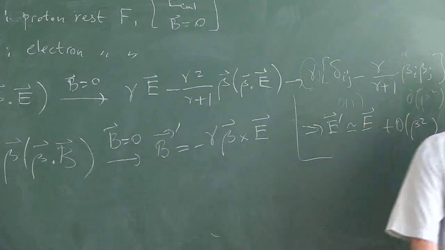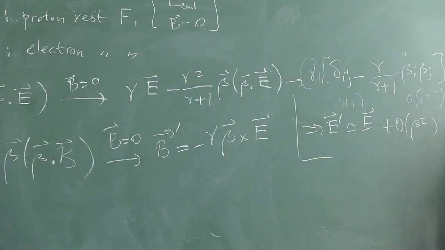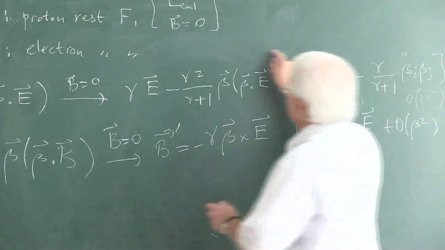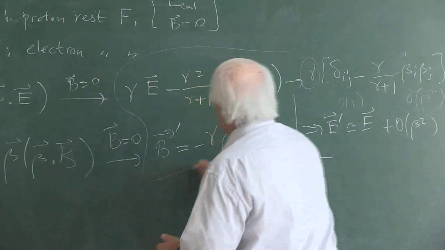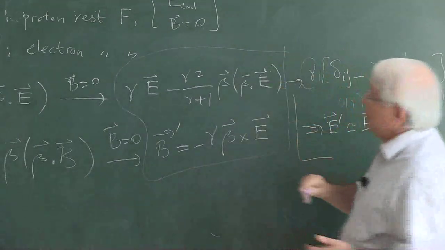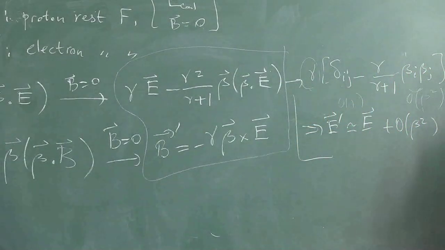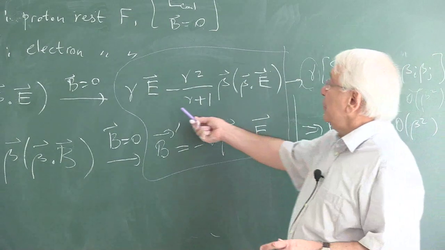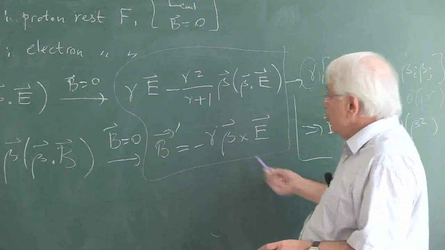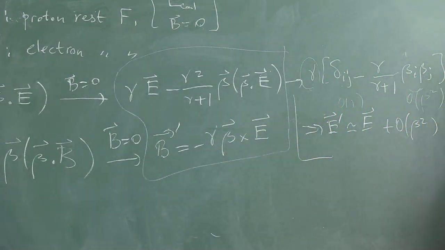So perhaps I have to encircle these expressions, which are the expressions associated with the correct physical situation. That is, in the nucleus, in the proton's rest frame, there was only a Coulomb electric field, and therefore they lead to this modified electric field, and a new magnetic field. All of a sudden, a magnetic field popped in.